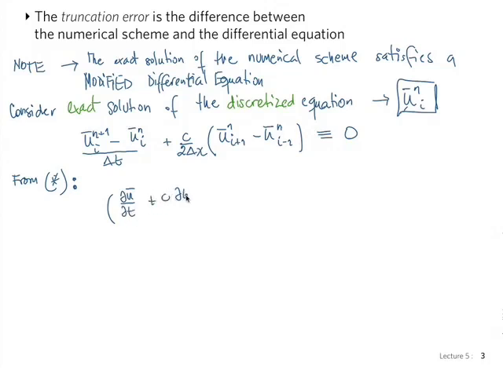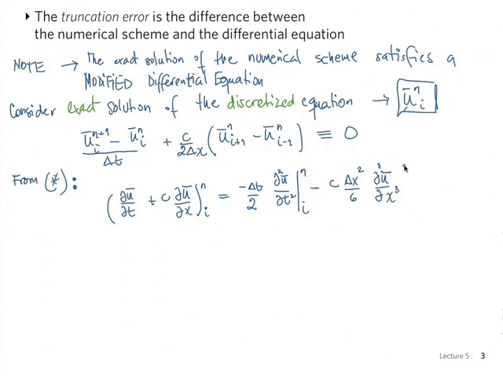plus c du bar dx, and these are now evaluated at n and I. And on the right hand side I had all the truncation error terms. So minus delta t over 2, second derivative of u bar now with respect to time, n I, minus c delta x squared over 6, and the third derivative of u bar, and also n and I, plus these terms which are, or minus, doesn't matter really, order delta t squared and delta x to the 4th.